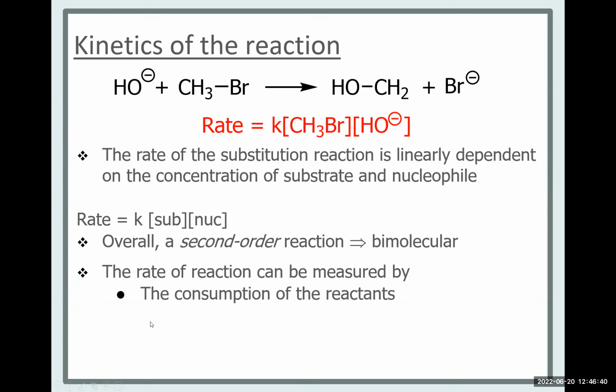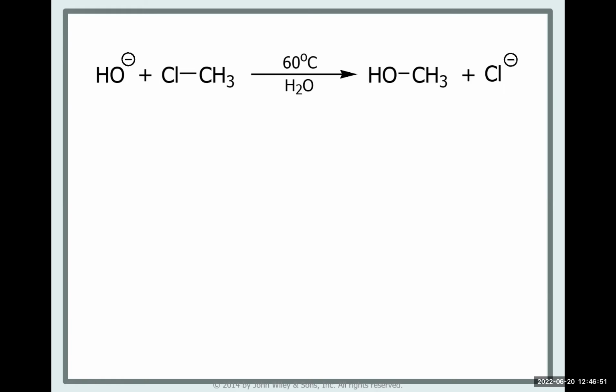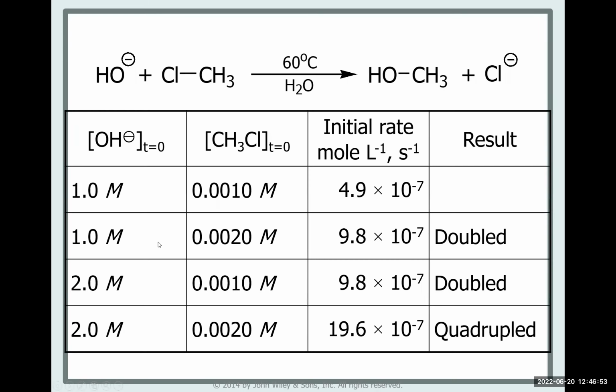So the rate of reaction, they'll say, can be measured by both the consumption of the reactants or by the appearance of the products. Those will happen at equal rates. You don't need to worry about that too much. Okay, and this is just to show you this old chart that you saw in Gen Chem and you've probably completely forgotten about.